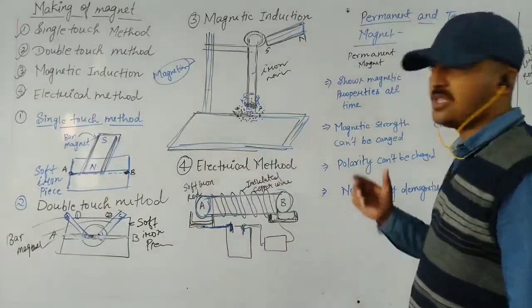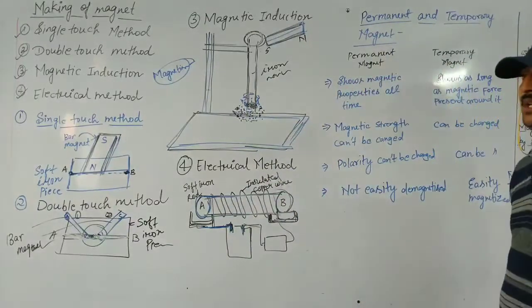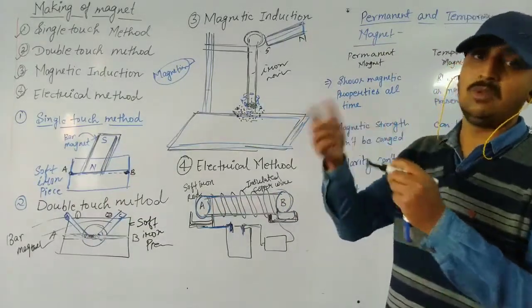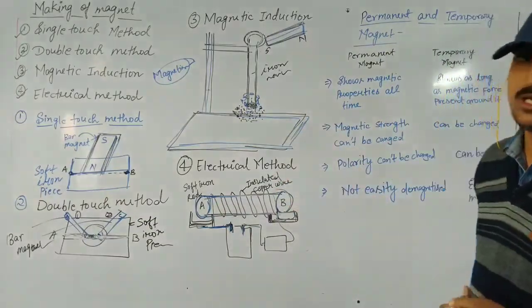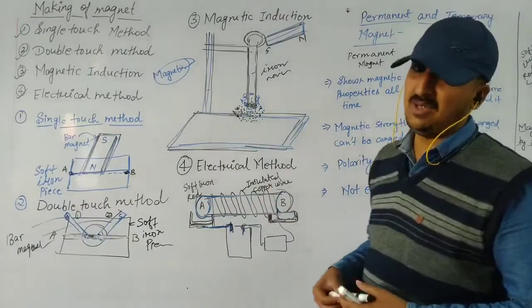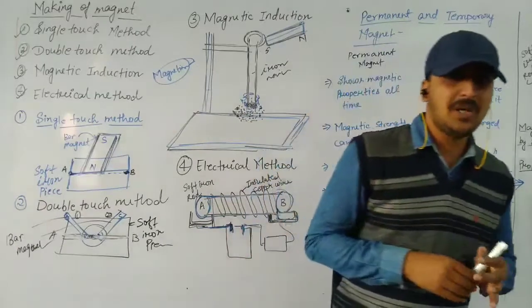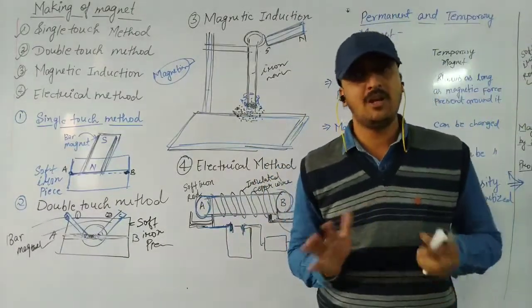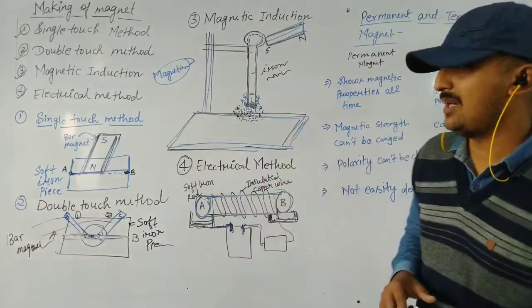We cannot change the polarity. Whatever polarity it has, suppose it is north-south, it will always be north-south. We cannot change the polarity of a permanent magnet. And we cannot easily demagnetize it. If it is a permanent, natural magnet, we cannot easily demagnetize it. These are all the properties of a permanent magnet.